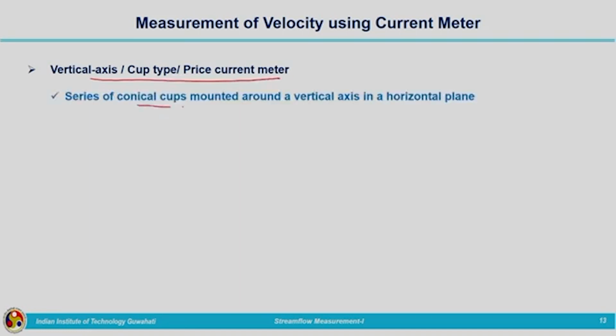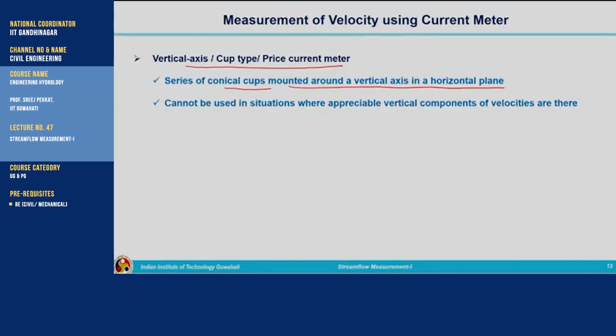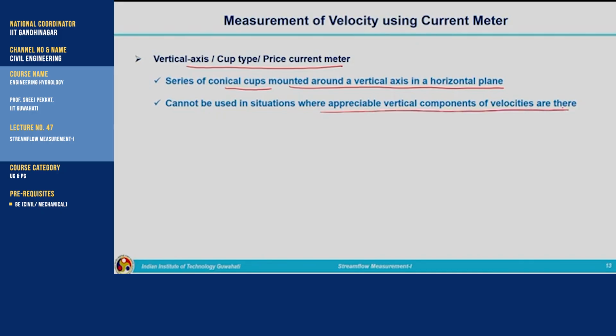First is the vertical axis cup type price current meter. A series of conical cups are mounted around a vertical axis in a horizontal plane. The disadvantage in this case is that it cannot be used in situations where appreciable vertical components of velocities are there. If vertical components of velocities are there, it won't be giving us an accurate measurement of velocity.